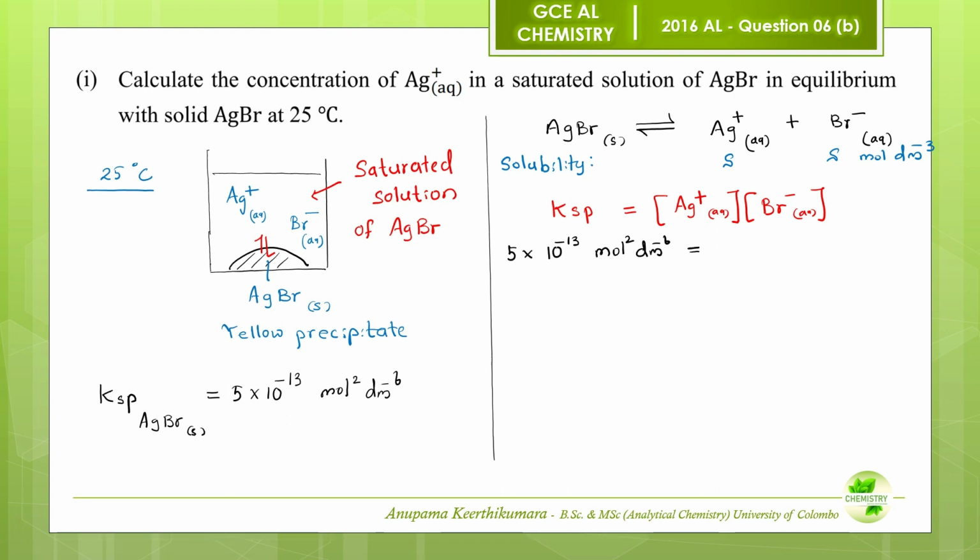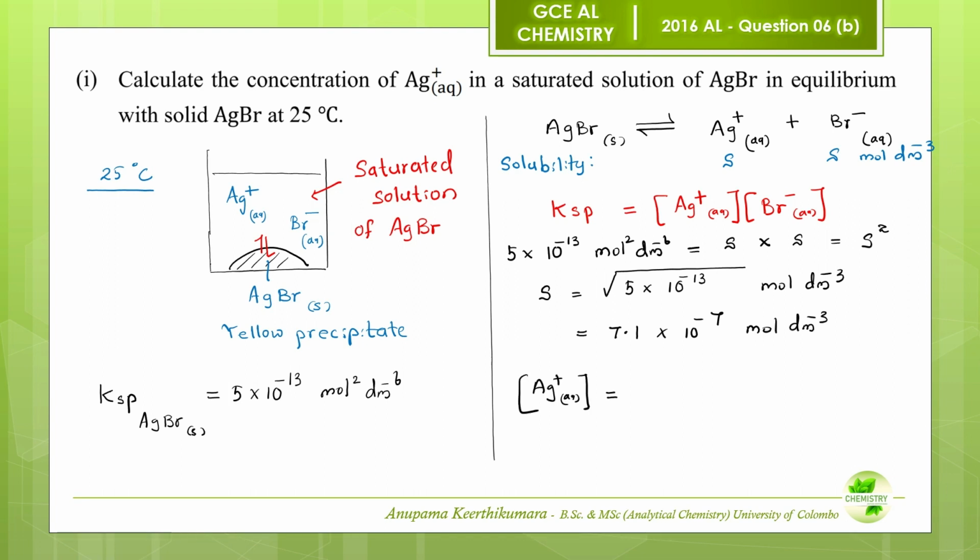Concentration of Ag plus ions at equilibrium is S. Then Br minus at equilibrium also S. So it's S to the power 2. S equals square root of 5 times 10 to the minus 13 moles per cubic decimeter. The answer is 7.1 times 10 to the negative 7 moles per cubic decimeter.